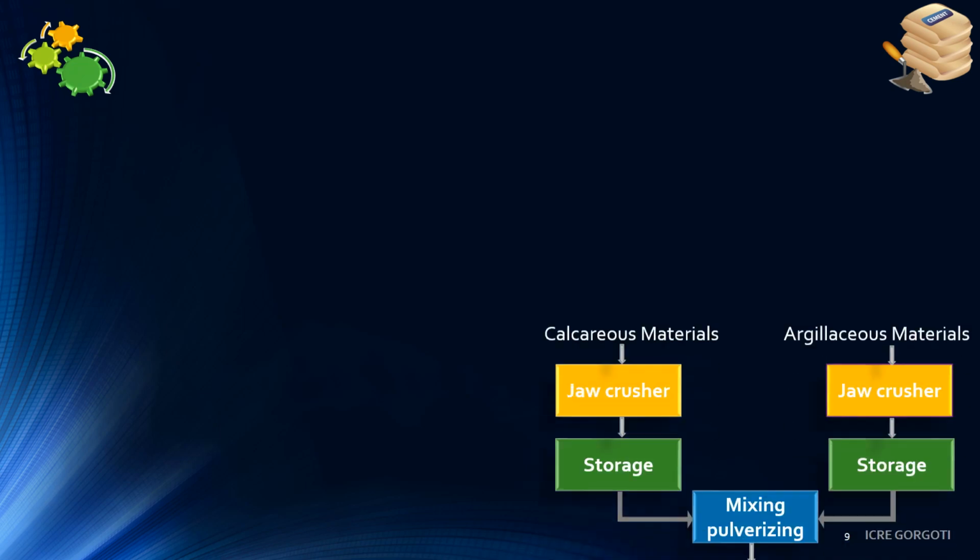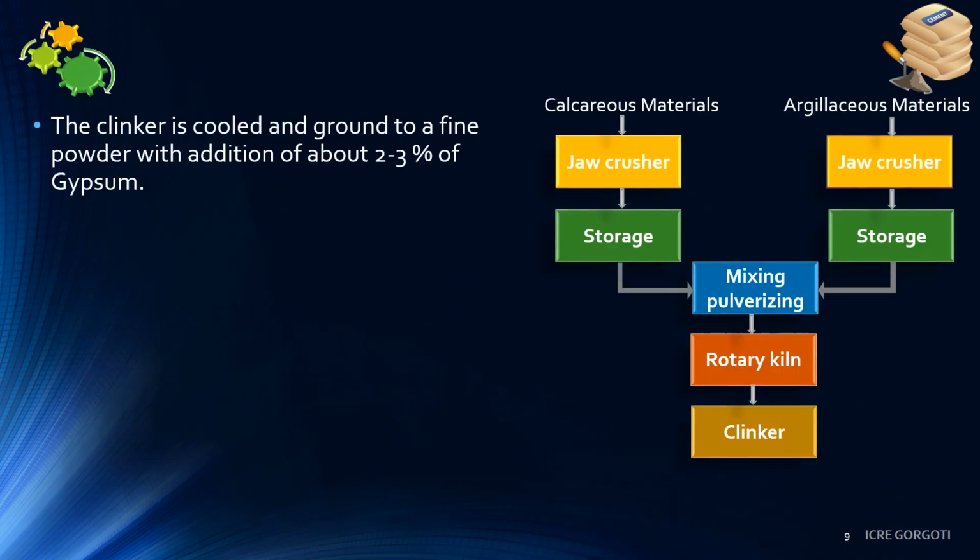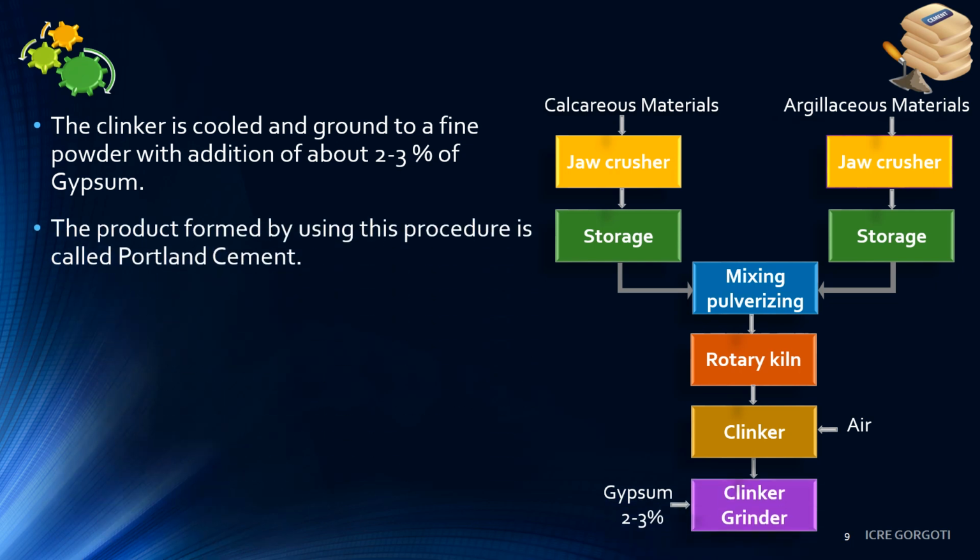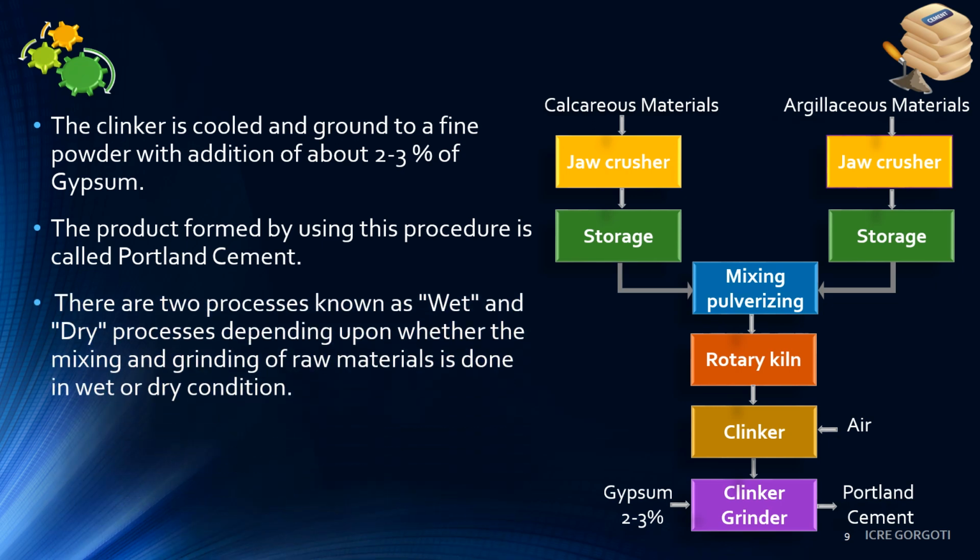Then the clinker is cooled under controlled conditions and ground to a fine powder with the addition of about 2 to 3% of gypsum. The product formed by using this procedure is called Portland cement. There are two processes known as wet and dry processes, depending upon whether the mixing and grinding of raw materials is done in wet or dry condition.